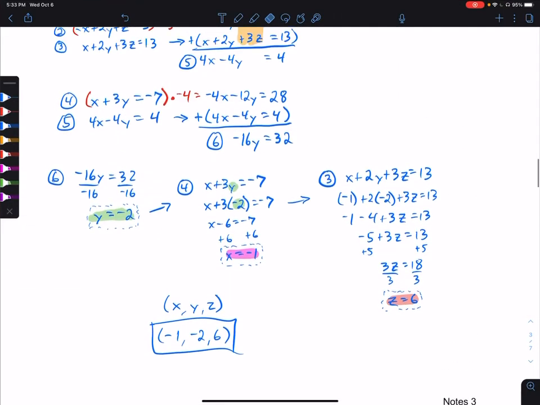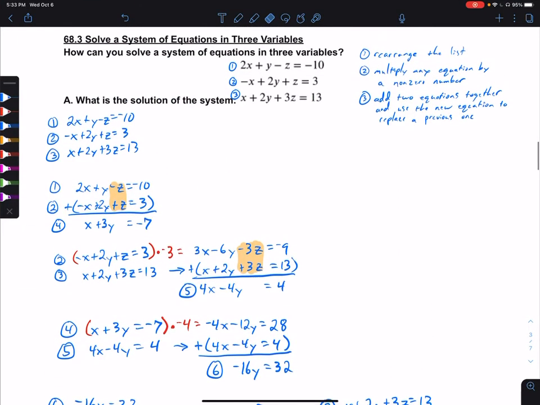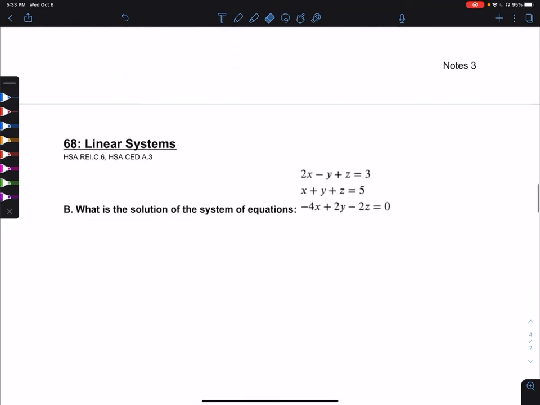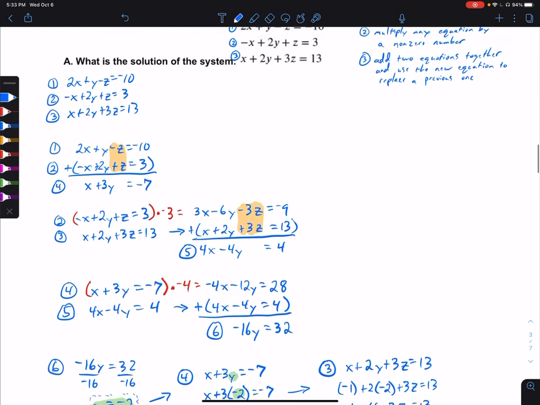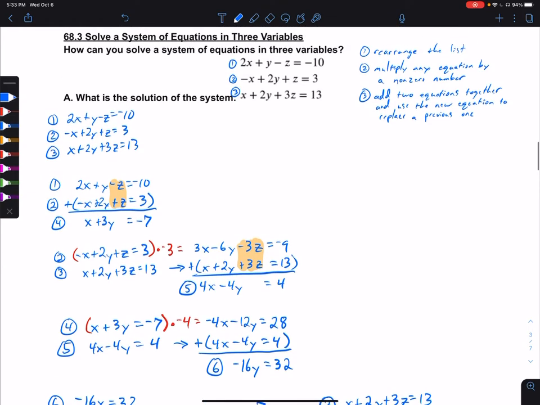In this video, we're going to look at topic 68, example 3, part B. So they're again asking what is the solution of the system of equations, and we have three equations with three variables. So quick review from part A. Remember that we had equations 1, 2, and 3.